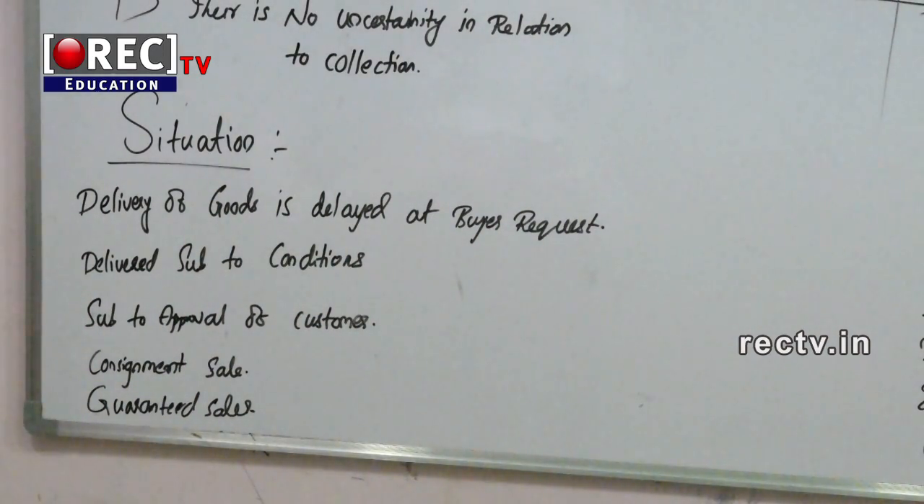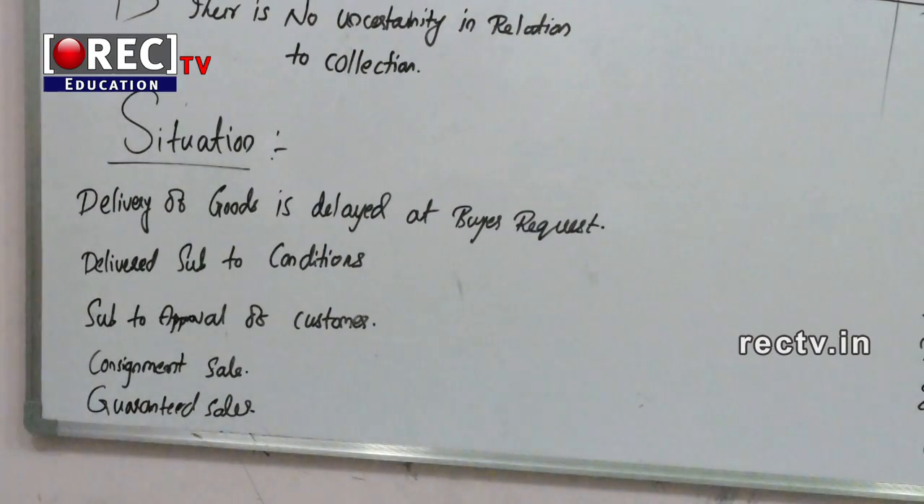The first is when delivery of goods is delayed at the buyer's request. So when you are making a sale and the buyer himself requests that the delivery be delayed, how will you recognize revenue? Here revenue is recognized when it is expected that delivery will be made and it satisfies the following conditions: the good must be in hand, and the buyer's good should be identified. So the good should be in hand and whatever good is purchased should be identified. And the third is the good must be ready for delivery at the time of recognition.